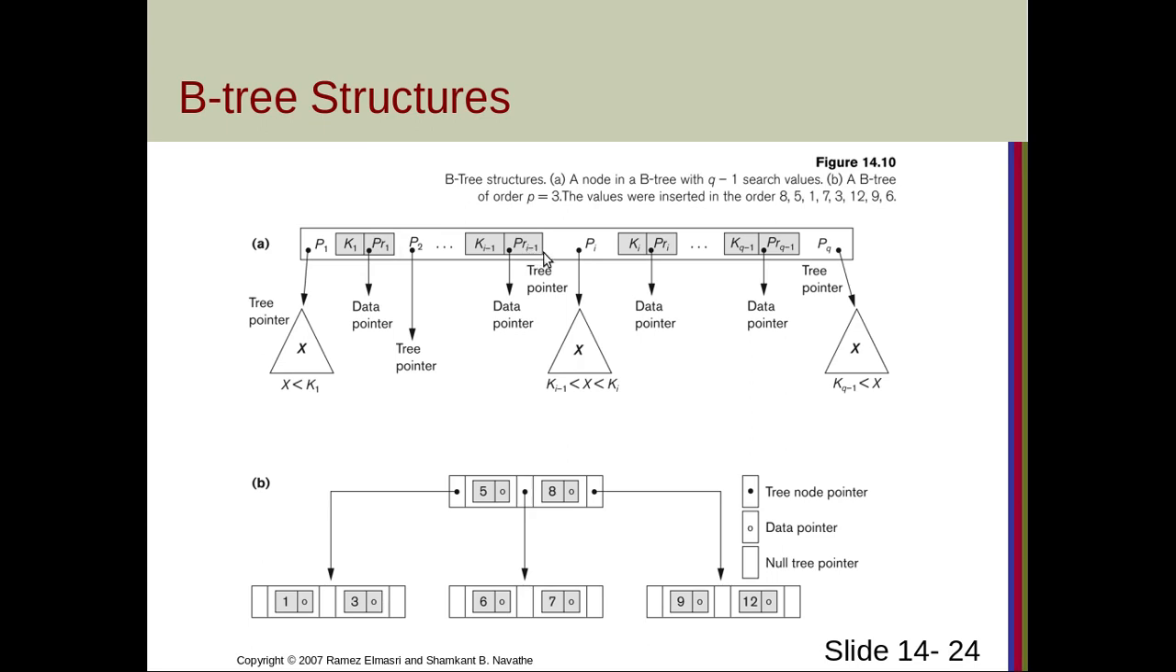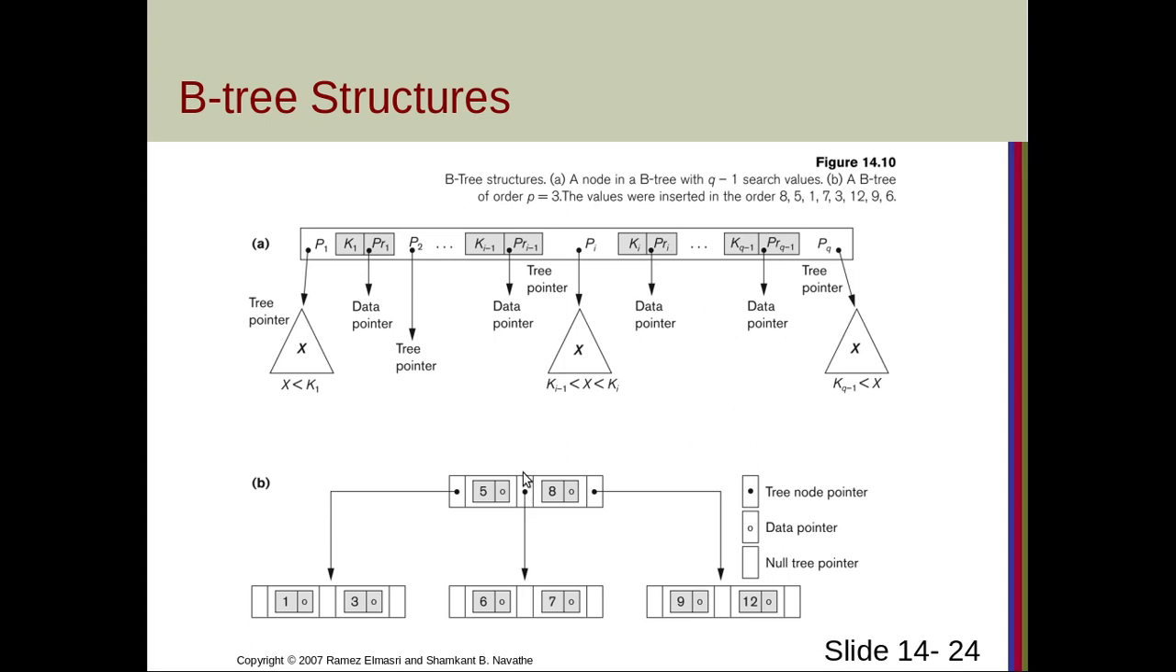The meaning is, if you have a key value K(i-1), the record corresponding to this K(i-1) has to be kept in a particular block, and that address is PR(i-1). What about Ki and Pi? The actual record corresponding to the key value Ki is stored somewhere, and PRi is a pointer to that, and like that.